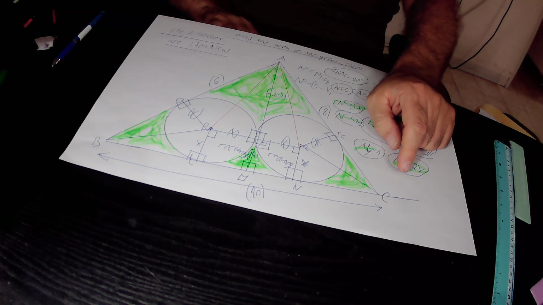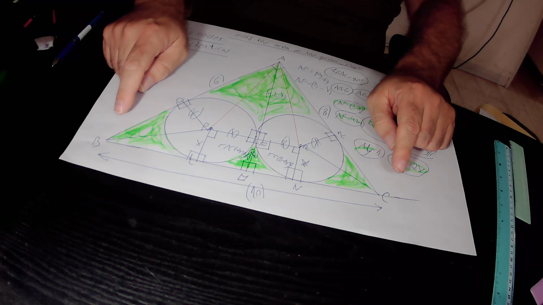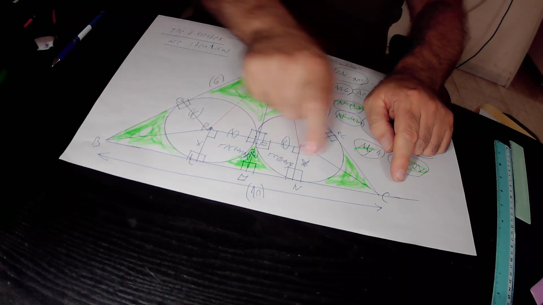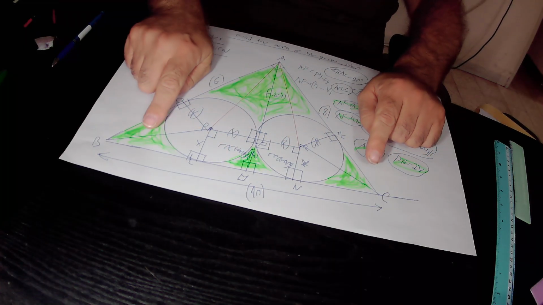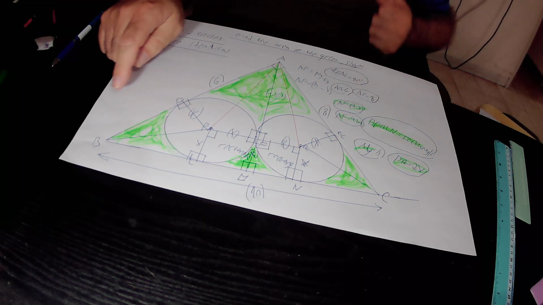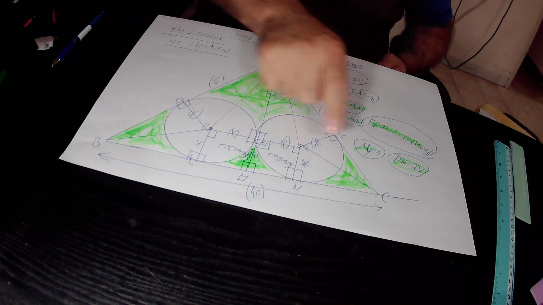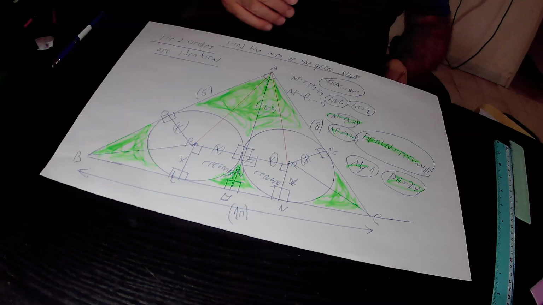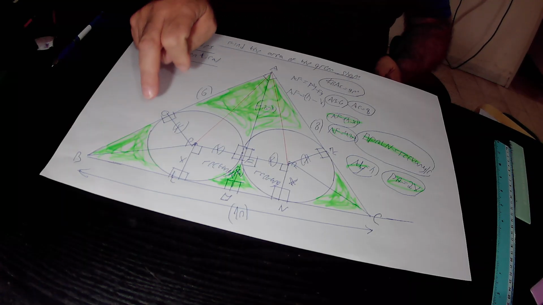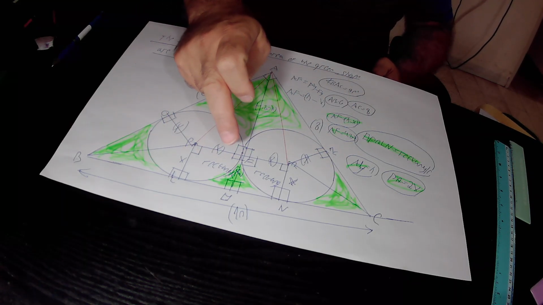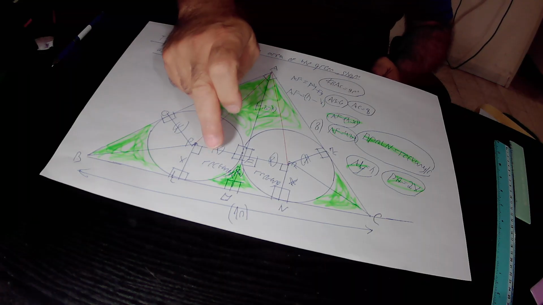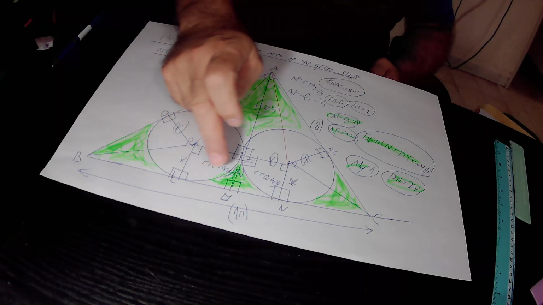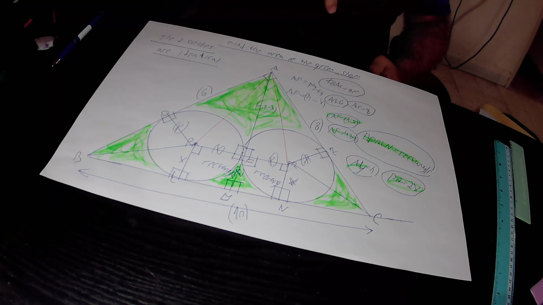BL plus NC equals BC minus LN, because if you remove from BC this part, we're left only with BL plus NC. BC is 10, LN is 2x. Why? Because the opposite sides of a rectangle are equal to each other. PQ is 2x, and the opposite side LN is also equal to 2x units in its length.